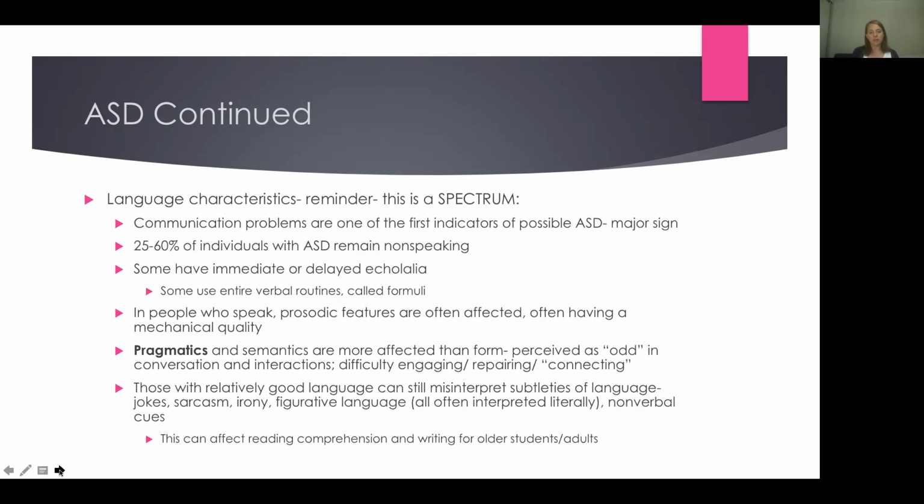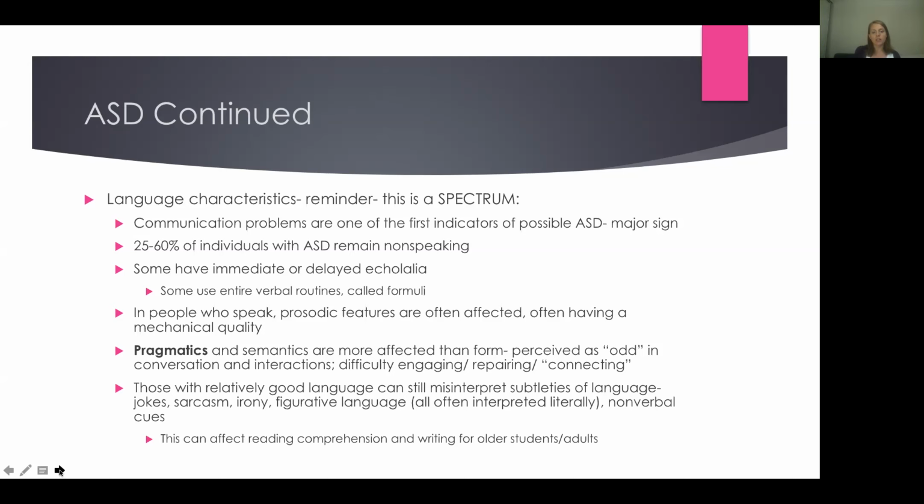So as far as what language is like, remember this is a spectrum. So there are always going to be people who are on the less severe end and people who are on the more severe end. We know that for ASD, communication problems are a major indicator that something's going on, and this is often one of the biggest red flags.